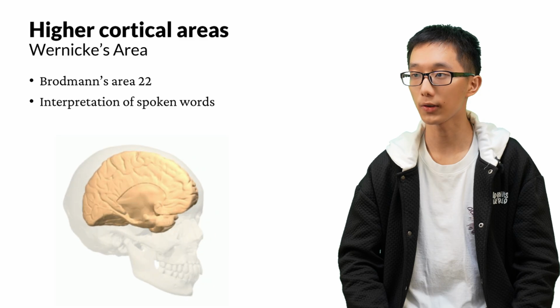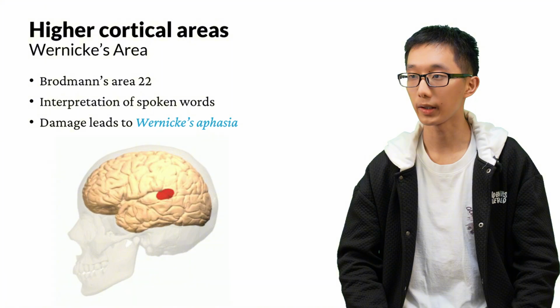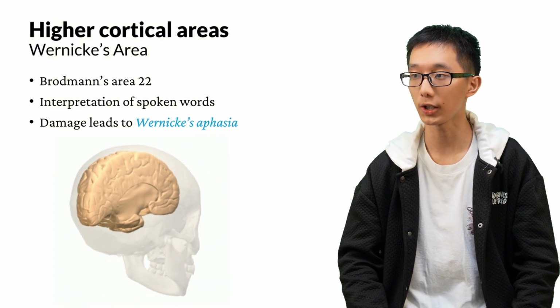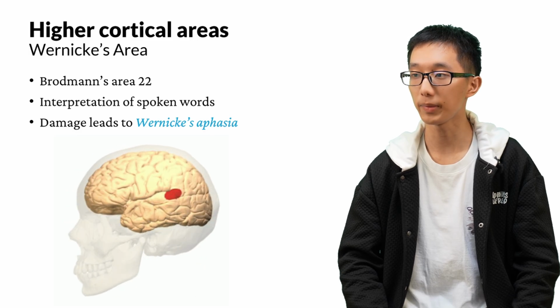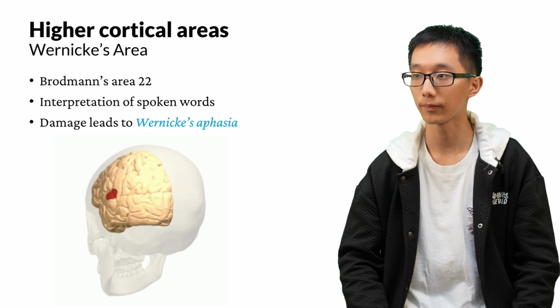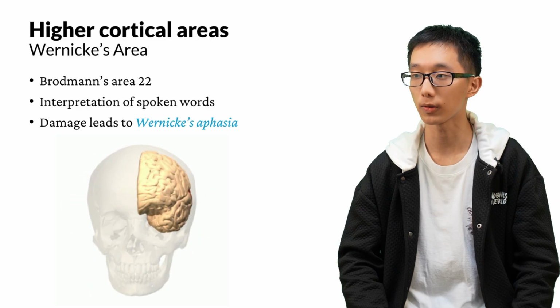Wernicke's area is in charge of the interpretation of spoken words. If there is damage to this area, then the patient would likely have Wernicke's aphasia. This is an aphasia where the patient is able to speak very fluently, but he or she cannot speak anything that makes sense, and he or she will have some trouble comprehending others' speech.